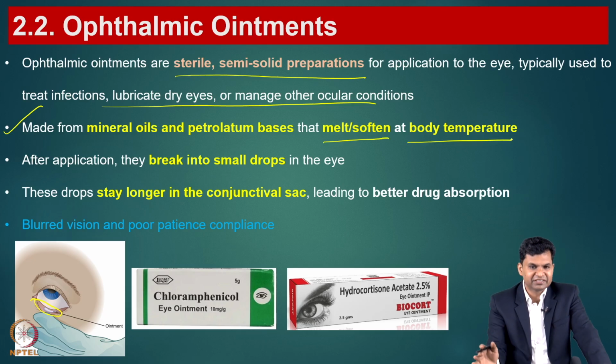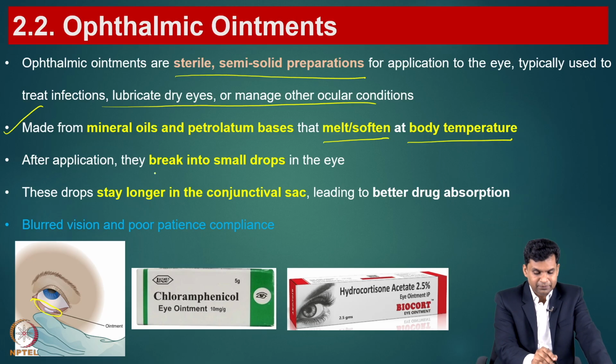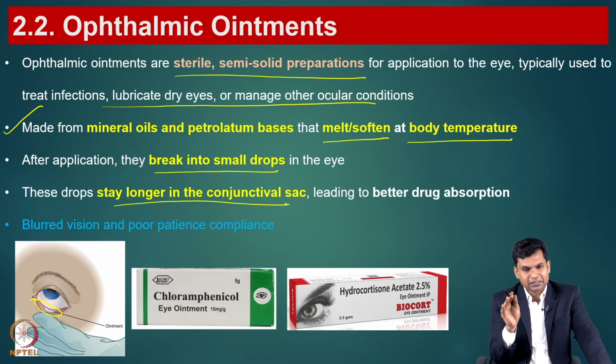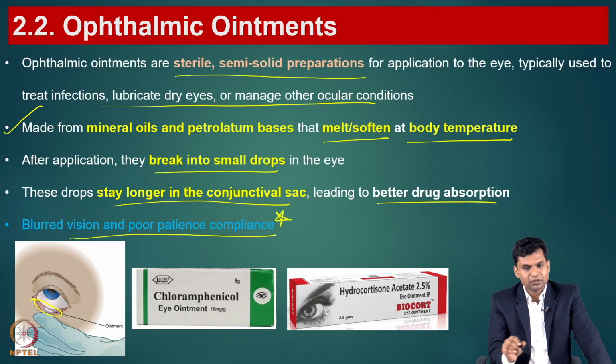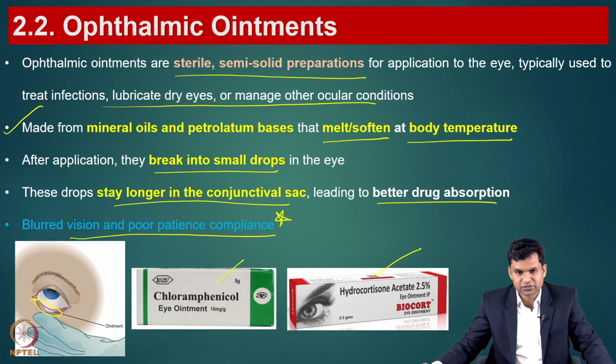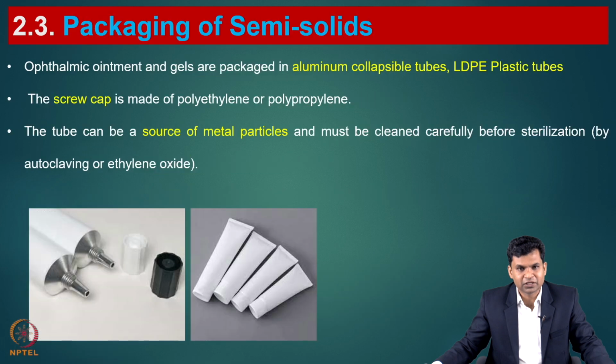This principle is very important, and later it will break into small drops, and further it will contact the conjunctival sac, which leads to better absorption. So, the major limitations are blurred vision and poor patient compliance. The chloramphenicol eye ointment and also hydrocortisone acetate are used as ophthalmic ointments.